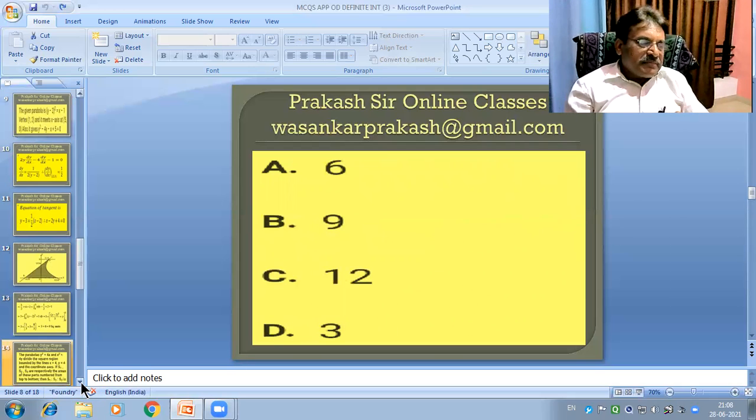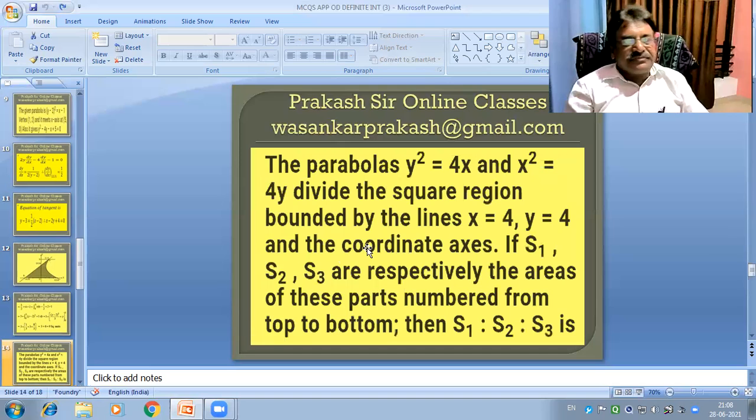Next, the next multiple choice question. Again, we find the area bounded by the curve. The parabolas y square equals 4x and x square equals 4y. Two equations of parabolas are given. This is the equation of the parabola passing through the origin and open towards the positive x direction. x square equals 4y, again, is the equation of the parabola open towards the positive y direction and passing through the origin.